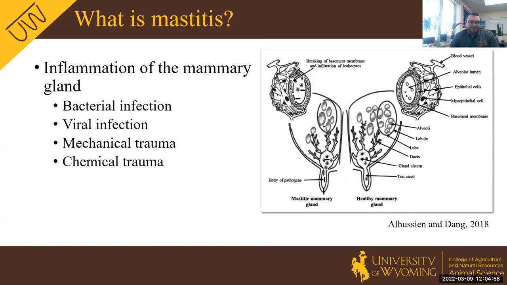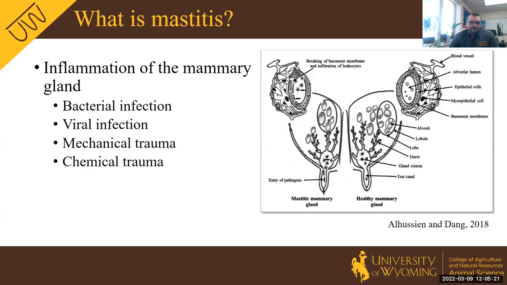So now diving into mastitis. What exactly is mastitis? Mastitis is simply defined as an inflammation of the mammary gland. It can result from bacterial infection, viral infection, mechanical trauma, and chemical trauma. Of these, bacterial infection is the most common, and it will be what I mostly cover throughout this presentation today.